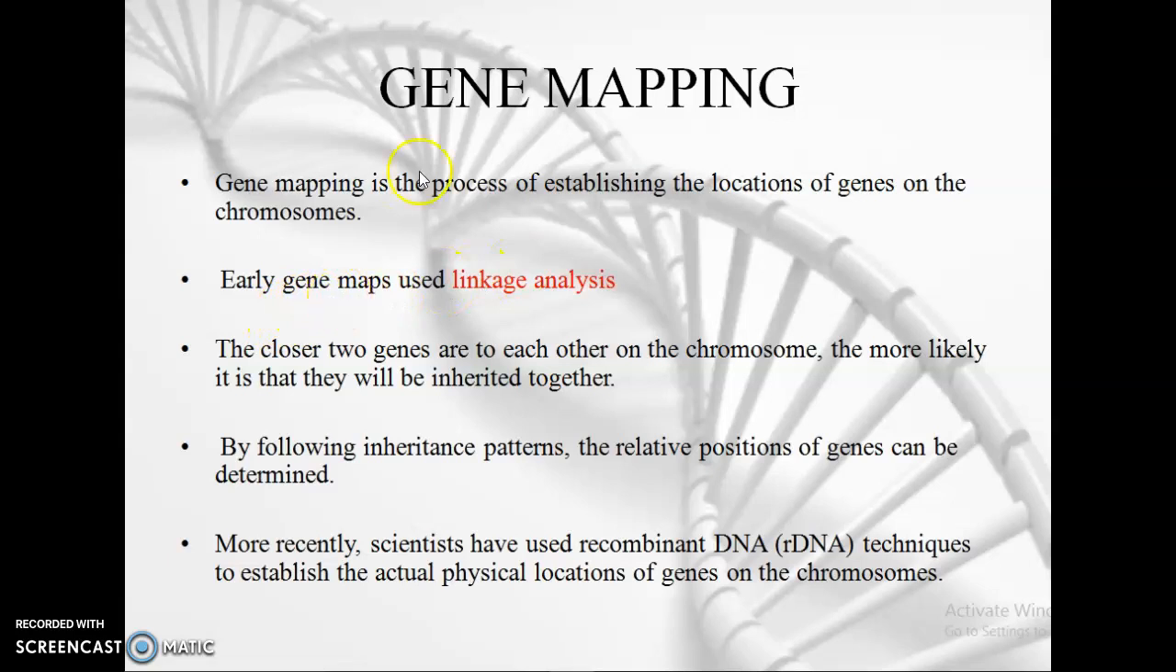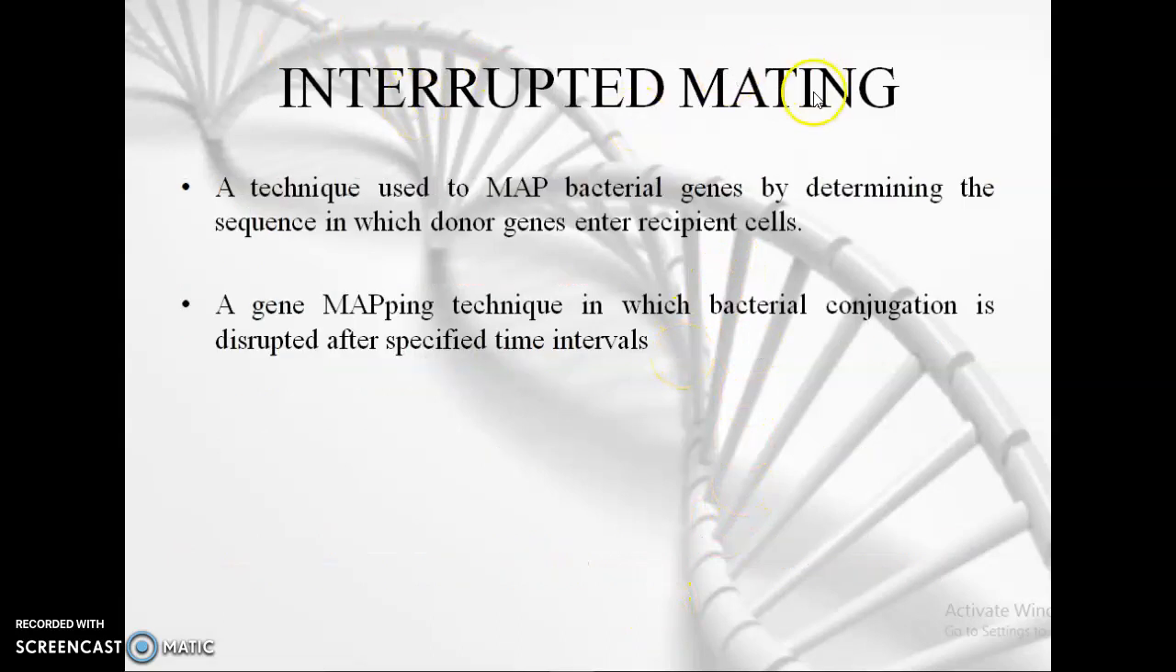Earlier methods of gene mapping used linkage analysis, and by this, the closer the two genes are to each other on the chromosome, the more likely it is that they will be inherited together. So by studying the inheritance patterns, the positions of genes can be determined. However, more recently, scientists have been using recombinant DNA techniques to establish the actual physical locations of genes on the chromosome.